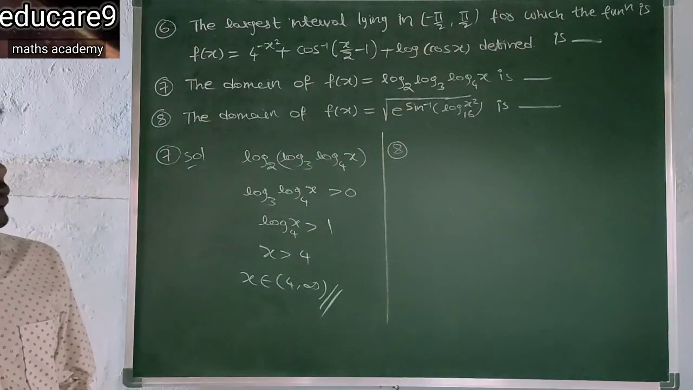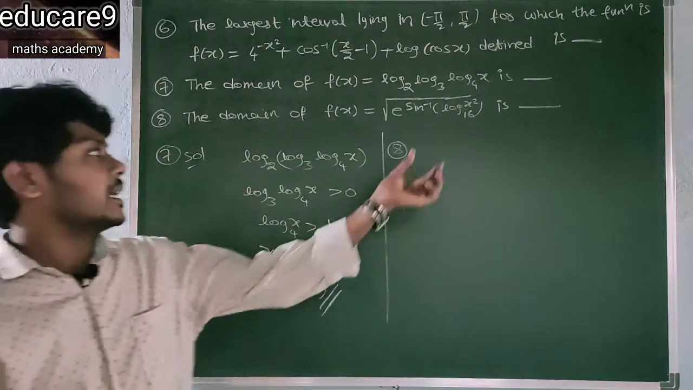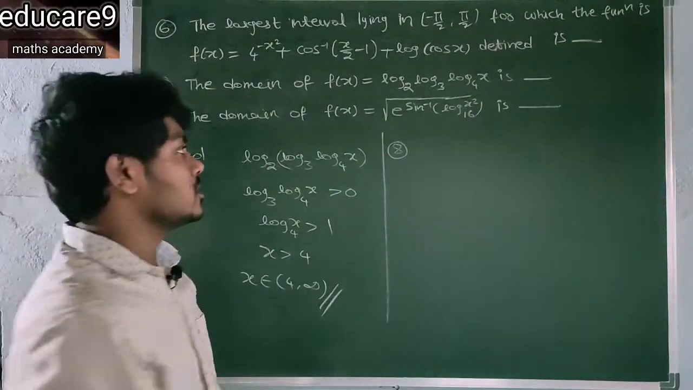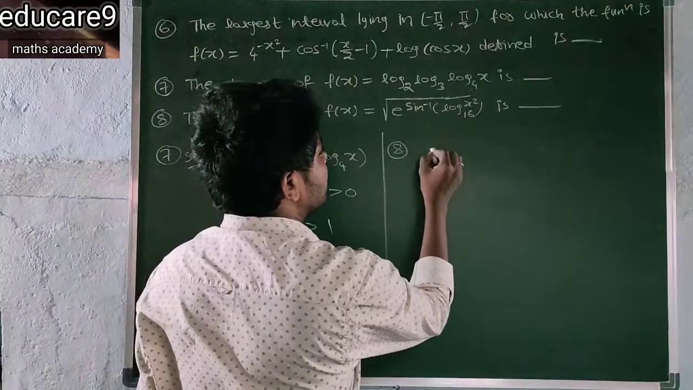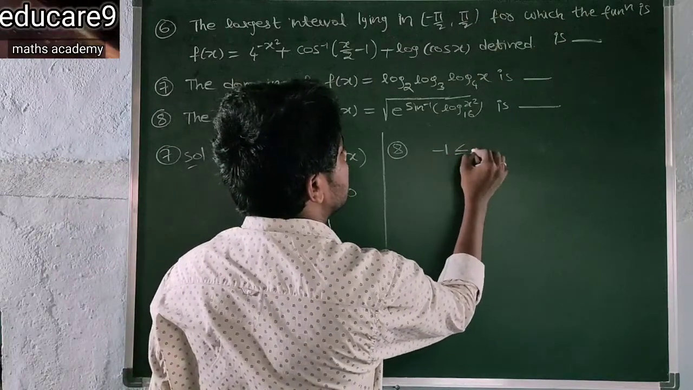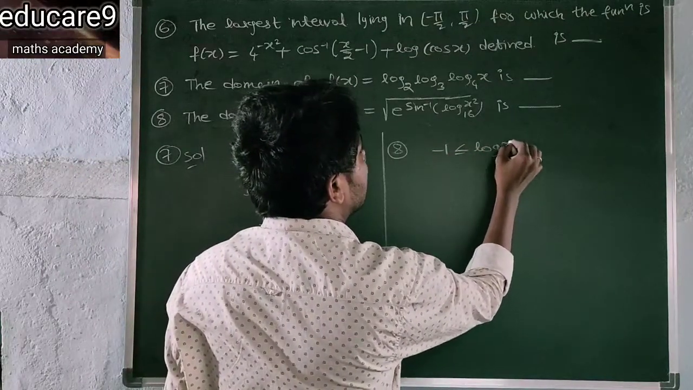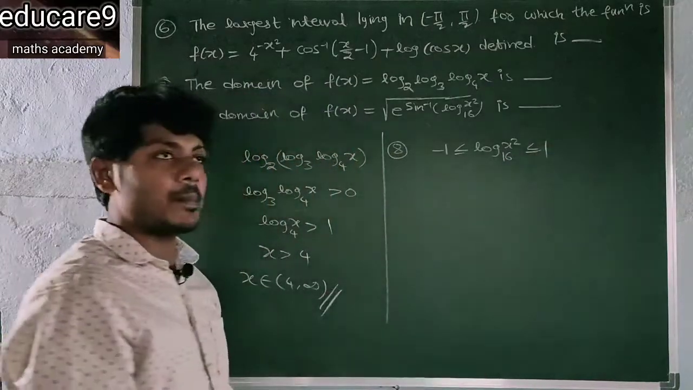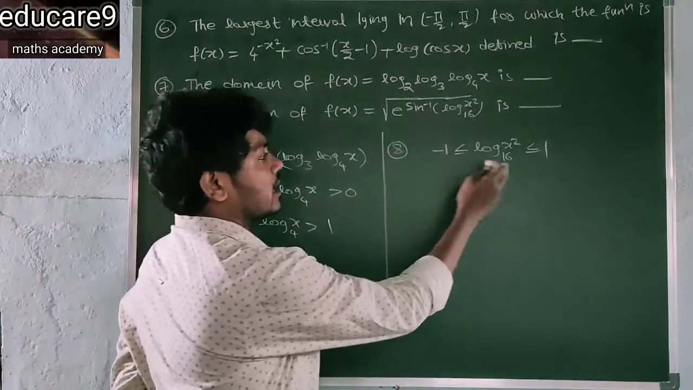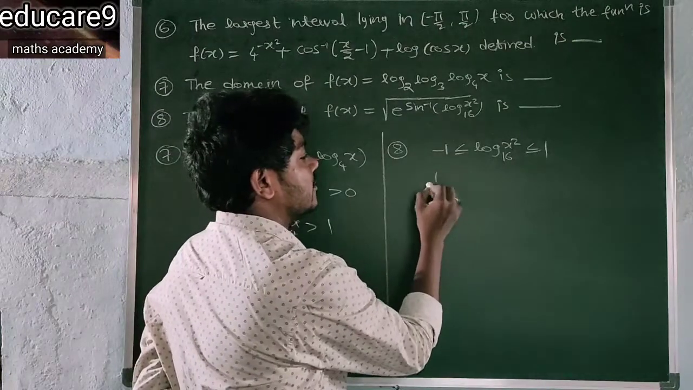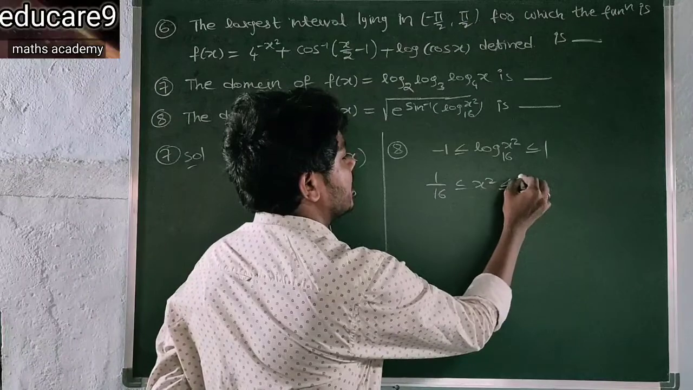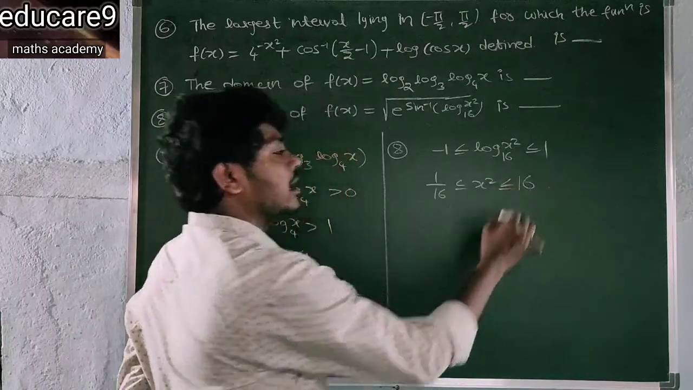Here, also find the domain. You know that the domain of sin inverse x is minus 1 to 1. Therefore, it lies between minus 1 is less than or equal to log x square base 16 is less than or equal to 1. Now this is 16 power minus 1, that is 1 by 16 is less than or equal to x square is less than or equal to 16.